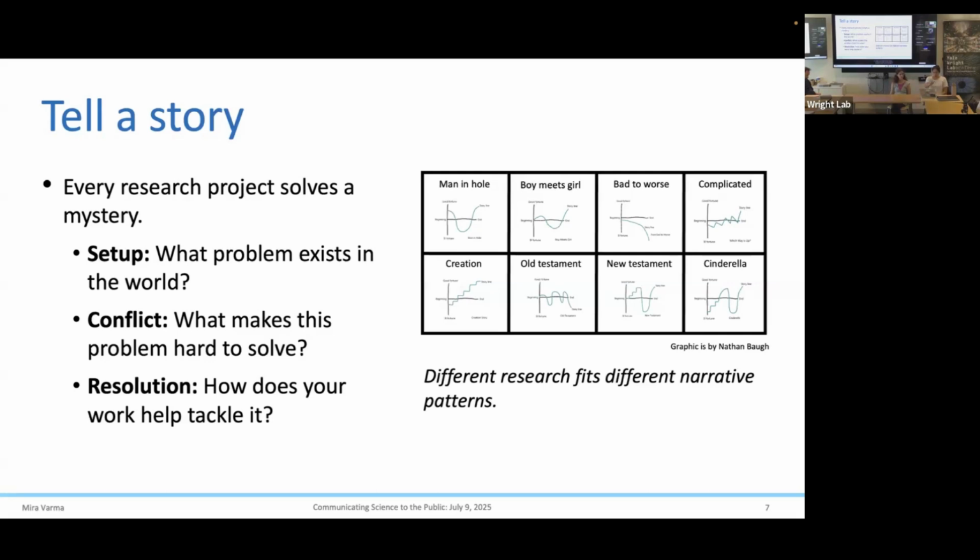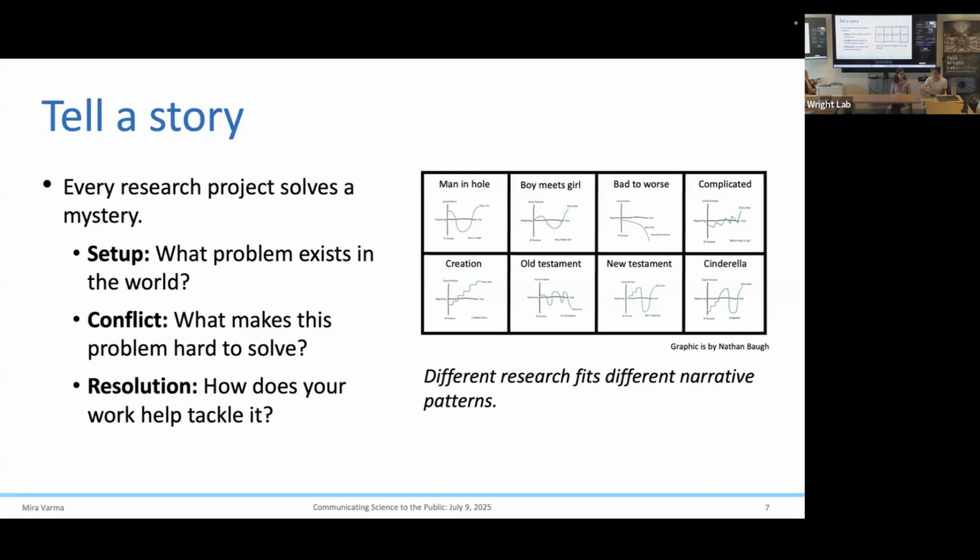So usually a general framework to think about is that first you set up what the problem is, then what makes this problem hard to solve, and finally how the work you're doing is helping solve this. And people like to say that you should frame your work so that humanity could be the hero. It's not like yourself. Your work could help humanity become better and do something to help the world. And there are many different ways to tell a story.